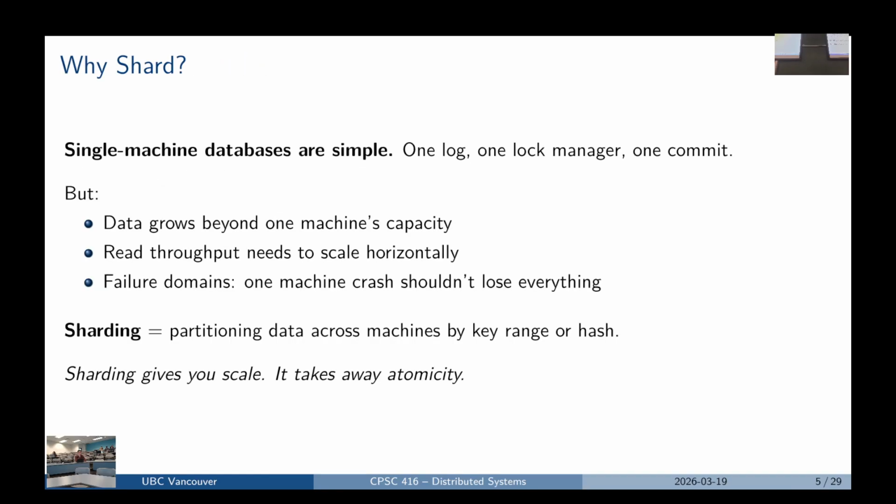Why would you shard a database? I did mention this before. So a single machine database is actually simple. You only have a single log, so you only need one lock manager to deal with mutating different tables within a database, for example. You don't really need a whole lot of complexity there. You need that complexity when you decide you're going to start scaling.